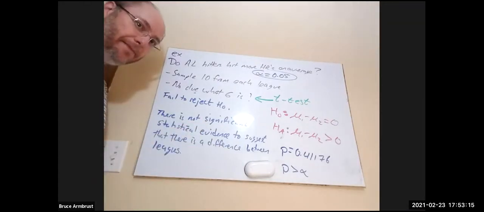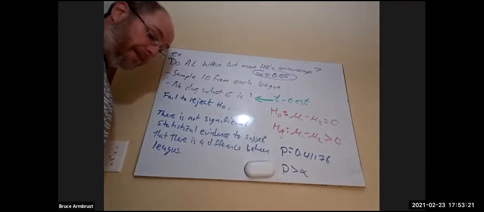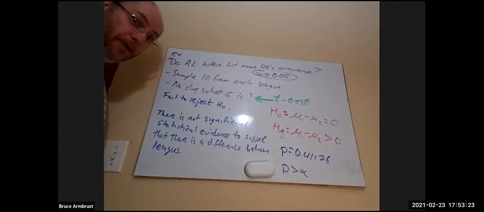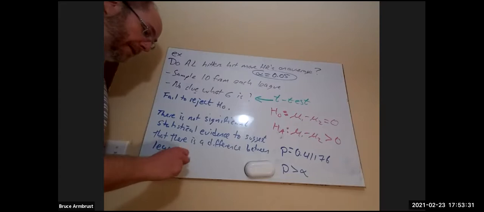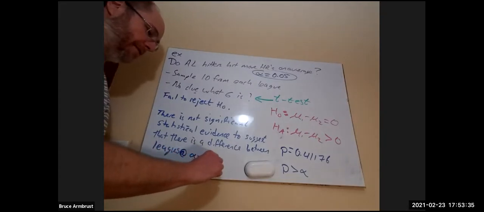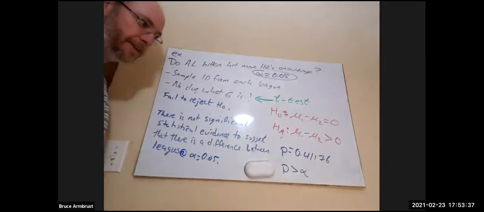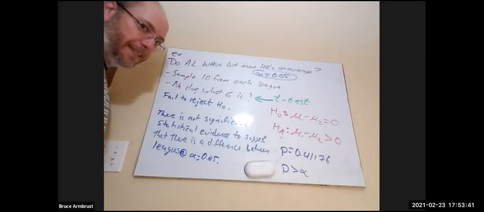Are they the same? No, I don't know about that. But it definitely doesn't look like the American League hits more home runs on average than the National. And I certainly can't say that. I should probably put here that alpha equals 0.05. But I could have actually a really big alpha and still be pretty confident that there's not much of a difference.